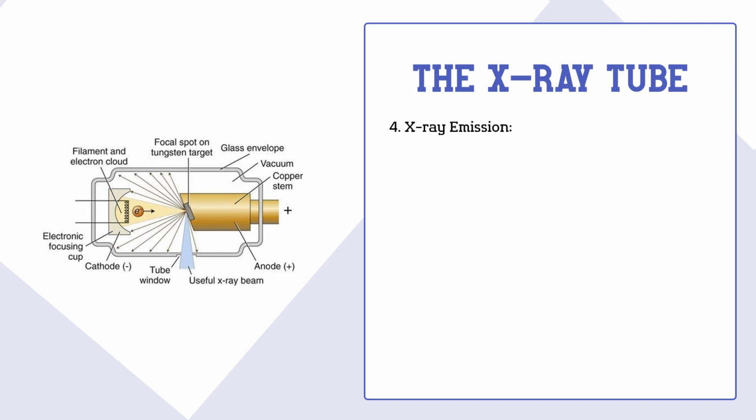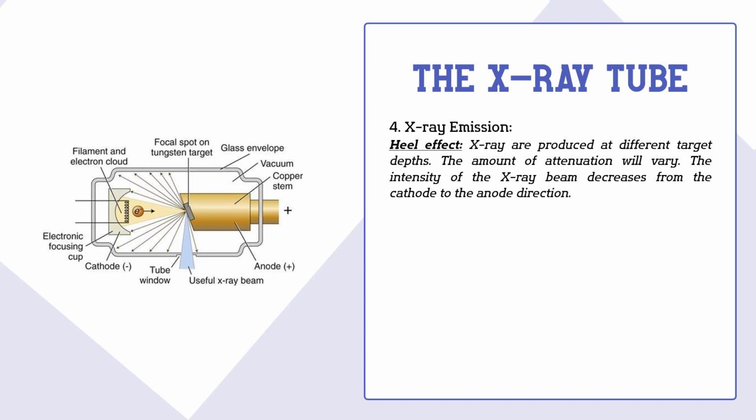Heel effect: X-rays are produced at various depths in the target. For X-rays produced from greater target depth, the attenuation will be higher than for the X-rays produced near the surface of the target. Consequently, the intensity of the X-ray beam decreases from the cathode to the anode direction of the beam. This variation across the X-ray beam is called the Heel effect.